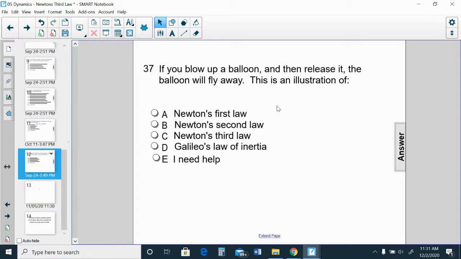So if you blew up that balloon and released it, so you let go, then the air will rapidly leave that balloon. So there will be a force of the air inside the balloon on the air outside the balloon. There will be a reaction force in the equal and opposite direction of the air outside of the balloon on the air leaving the balloon. So since we have an action-reaction pair involved, then Newton's third law is the best choice.